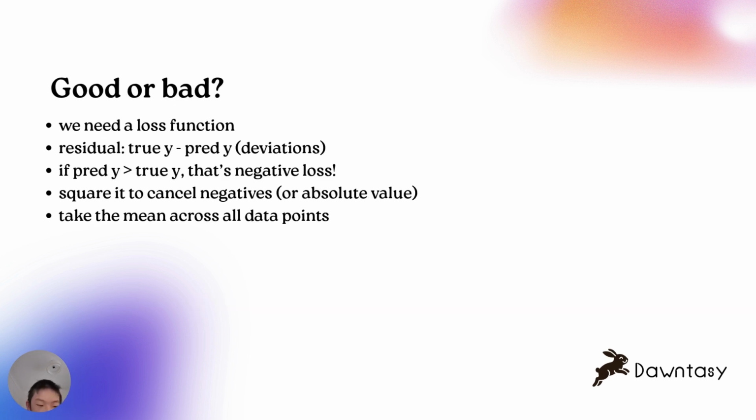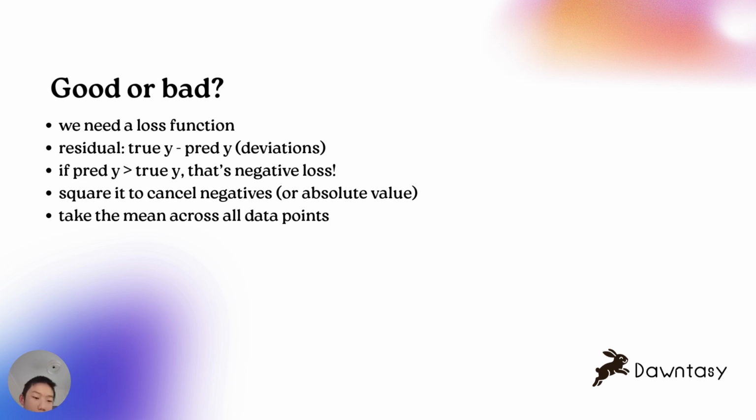So how do we know if our predictions are good or bad? As discussed before, we need a loss function for this, or a way of measuring how off or how wrong our prediction is. The residual is basically the difference or the deviation of the prediction to the true answer. So it's true y minus predicted y.